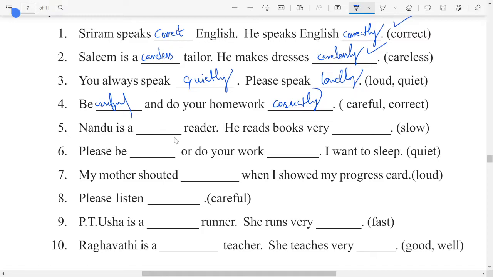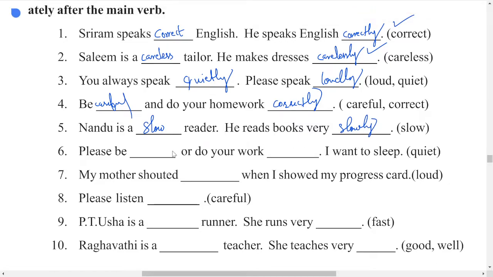Next. Nandu is a dash reader. Nandu is a slow reader. Adjective. He reads books very slowly. Here this is adverb. Next, please be quiet. We can use this sentence as it is. Or do your work quietly.